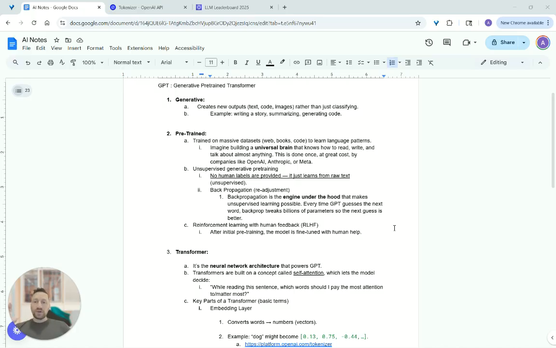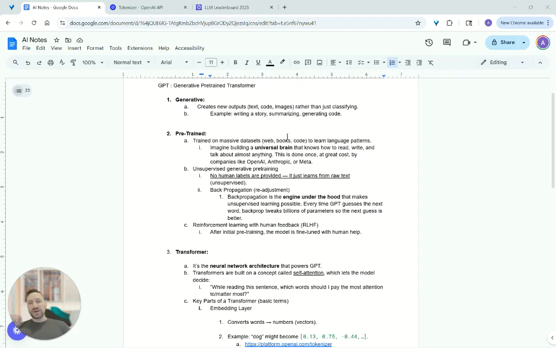So, first of all, what is the G? It stands for generative. That one is a little bit easier to understand. It is the way it sounds, so it can generate or create new outputs rather than just classifying.